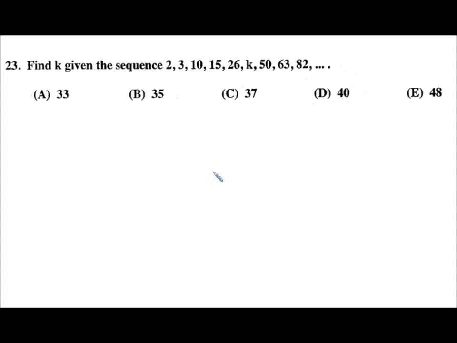The last two problems in this test are so awesome, I had to give them their own page each. Number 23 is a sequence problem. Find k given the sequence 2, 3, 10, 15, 26, k, 50, 63, 82. Let me rewrite the sequence so we have more room to write some things. Let me leave k as a blank.